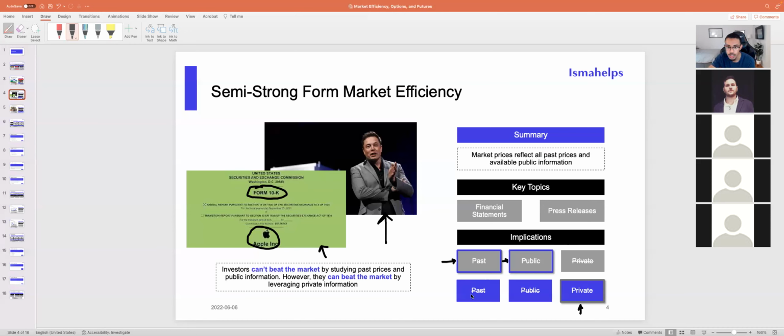Notice how these little boxes here are literally telling you what's priced in. So past is highlighted in blue, public is highlighted in blue, and then private is highlighted in gray. So you clearly see what answer you need to make. Now, if I were you, I would add this into my cheat sheet because I would know exactly how to analyze my stuff. Oh, this information's here, this information's here. Therefore, we could only use one type of information.